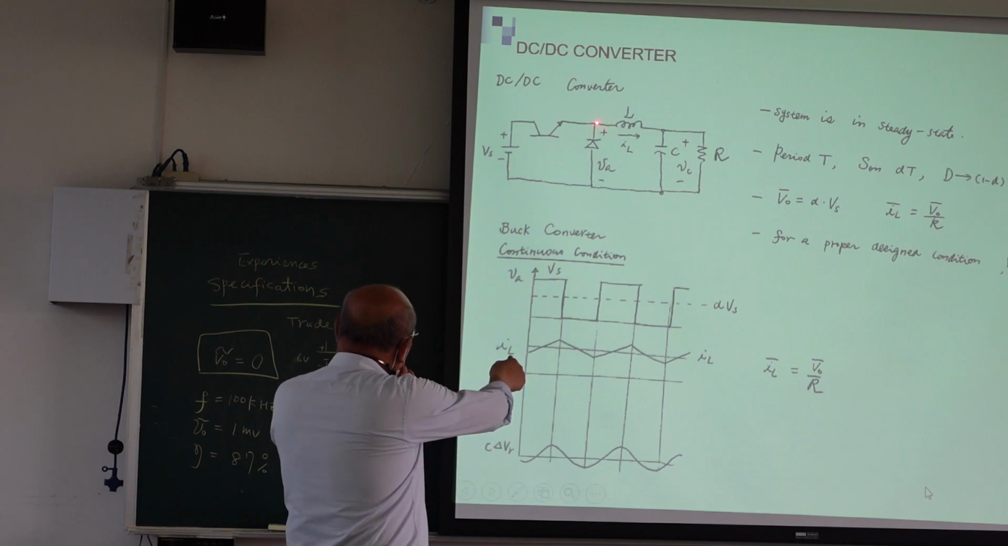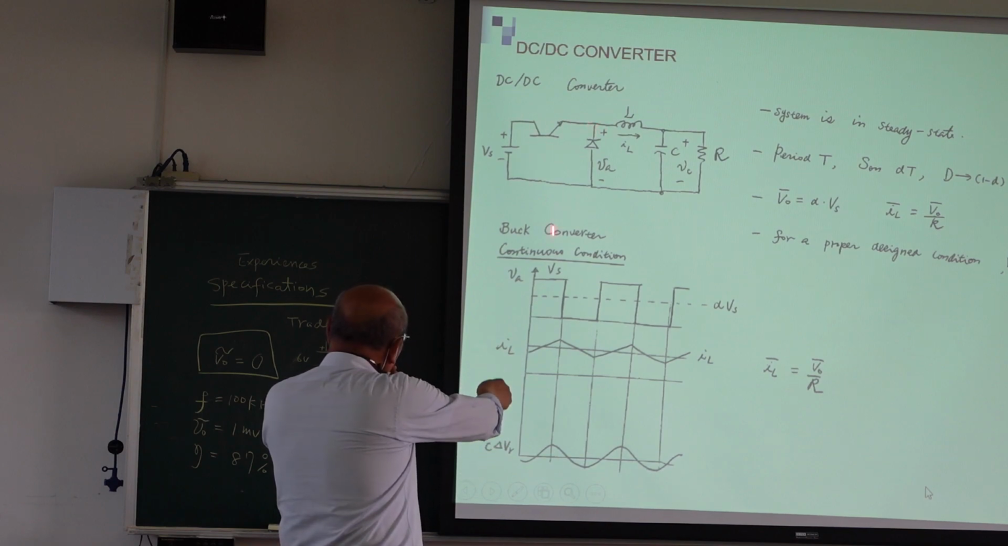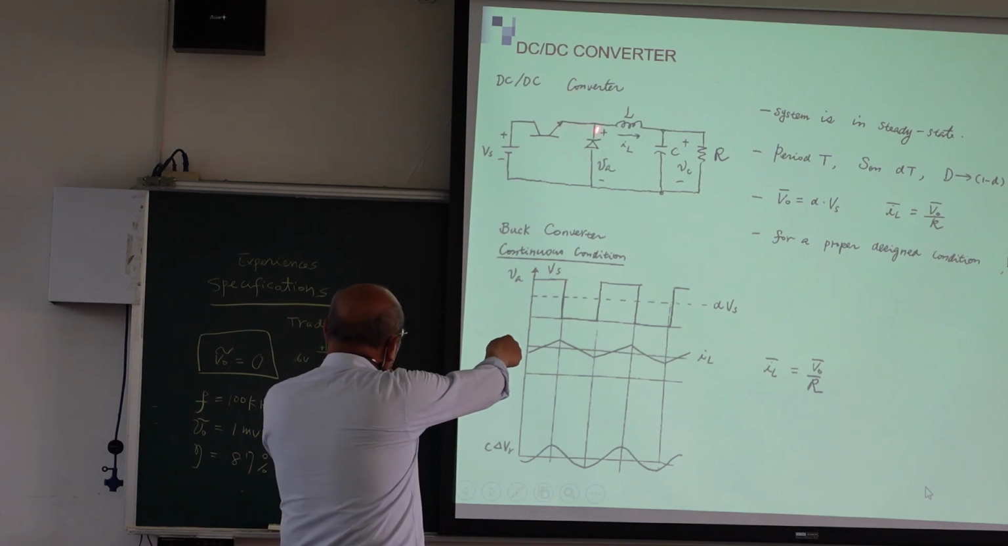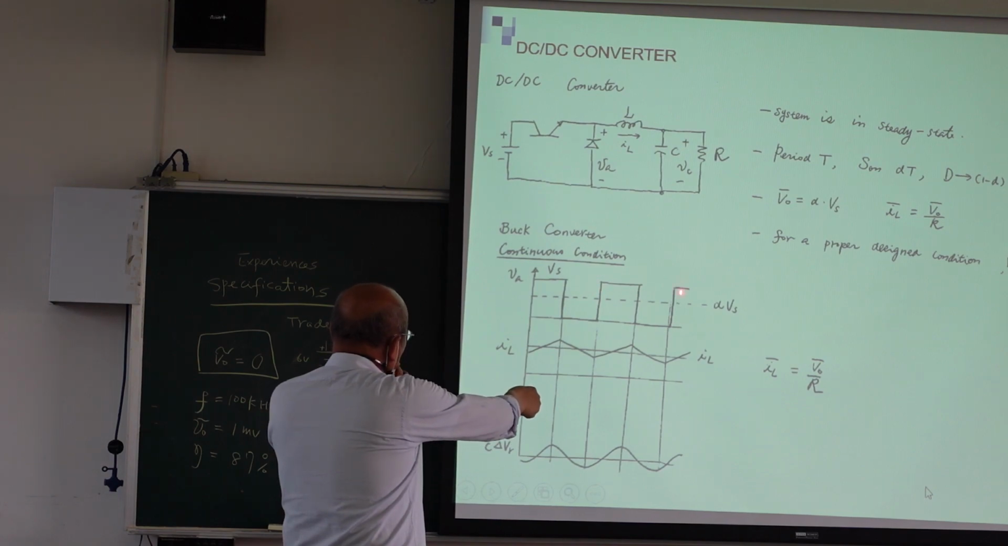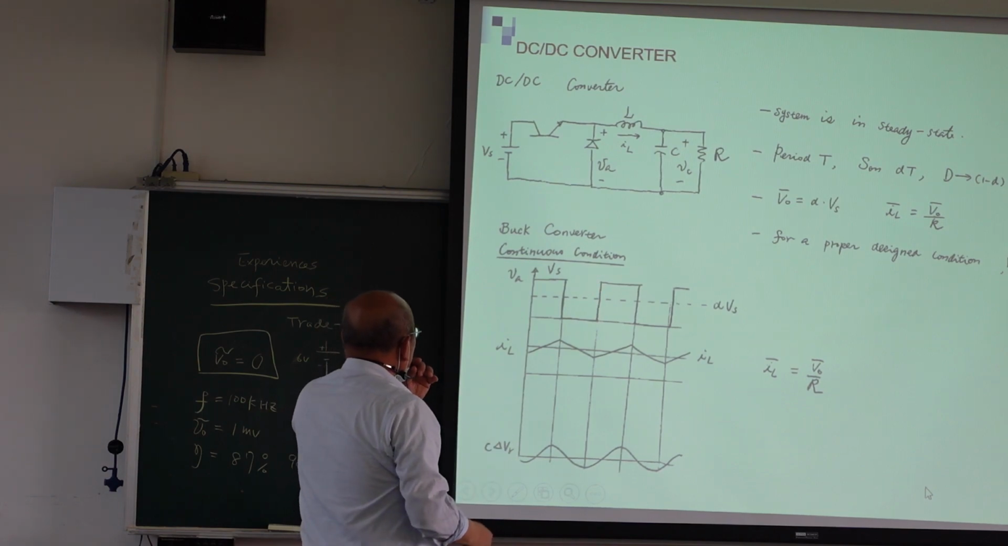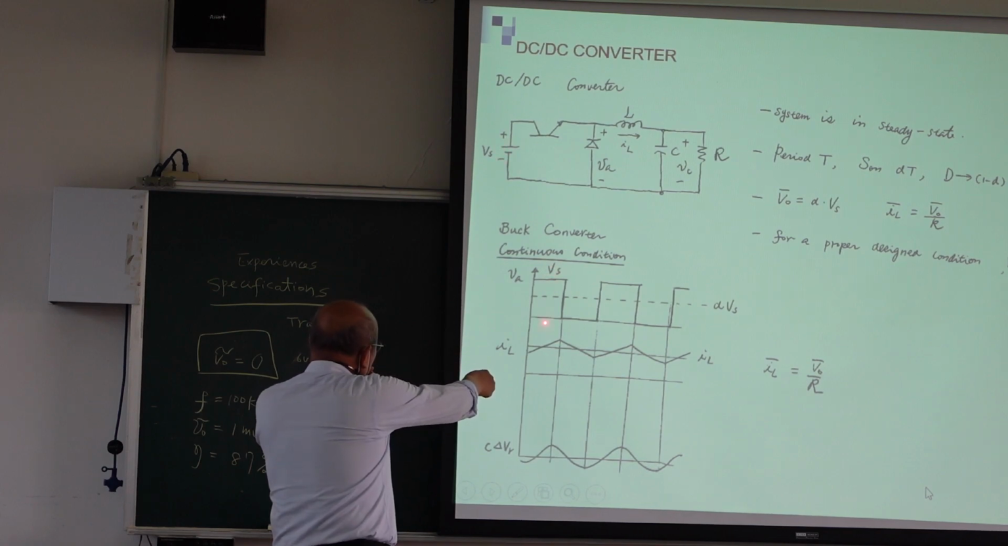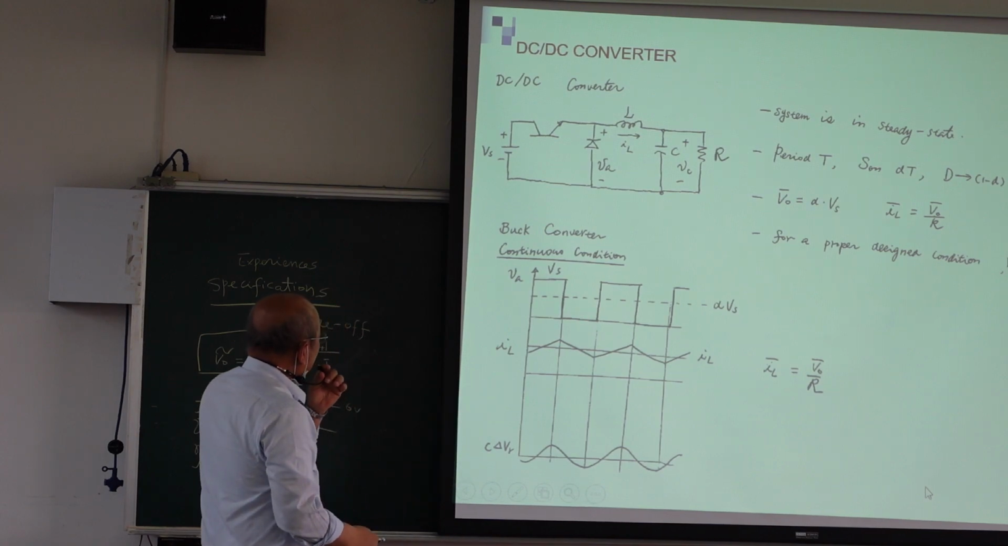What is VA? VA is here. If you turn on, then VA is VS. If you turn off, then the diode turns on, then it becomes 0. So on, off, like this. If we assume this is 12 volt, then this is 12 volt. When the diode is on, it is 0 volt.